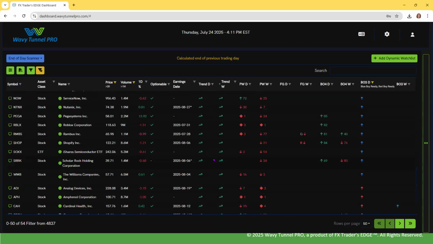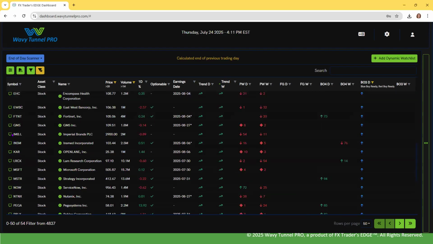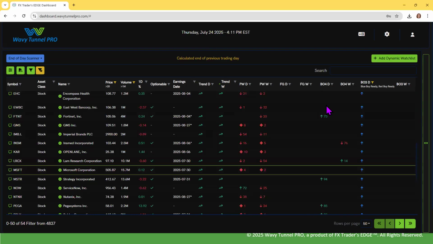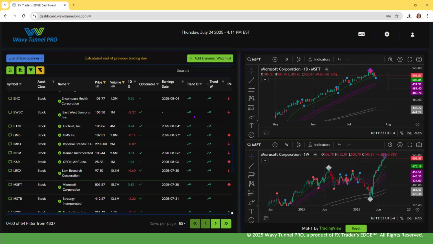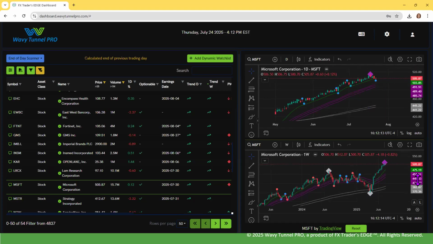Let's look for Microsoft here. This is an easy one to show you what the chart looks like. Let me just move it over again, where the daily trend and the weekly trend is up. Hey, it's up for Microsoft here. On the daily chart, which is on top, the wave is above the tunnel. This is clearly a major uptrend. Major, major. And look at the weekly rather, major uptrend, right?